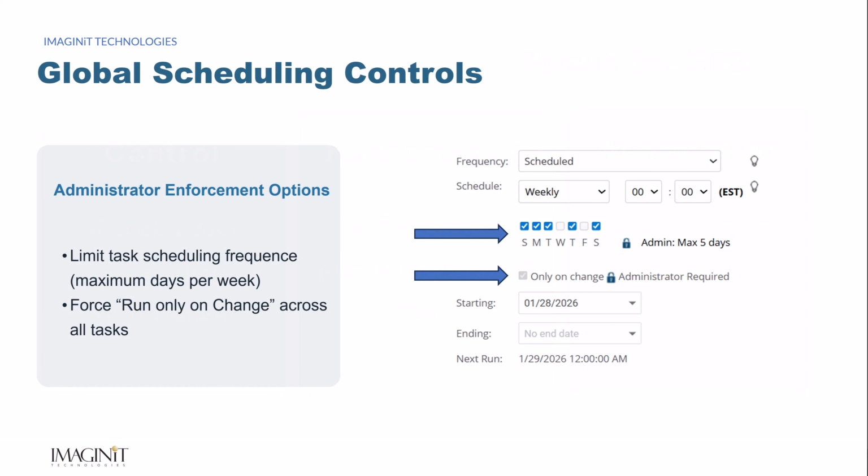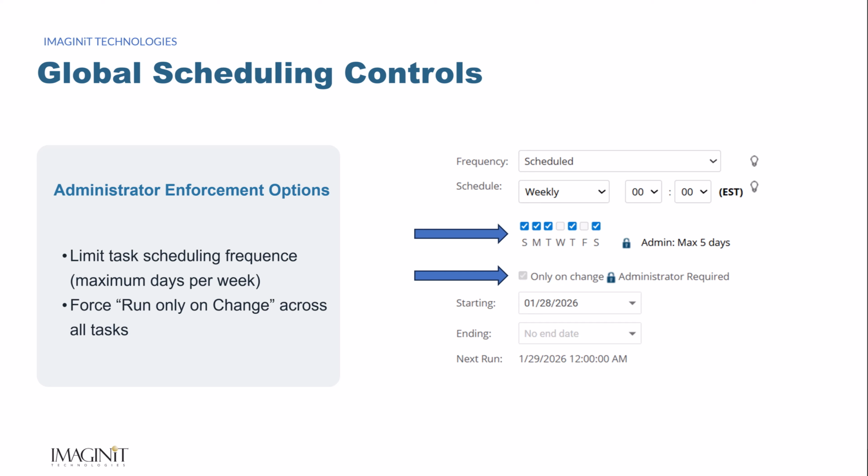Let's start with global scheduling controls. This one's for your administrators. SP2 introduces 2 enforcement options. First, limit how frequently tasks can run. Set a maximum number of days per week for any task. This prevents overscheduling and distributes workload evenly.